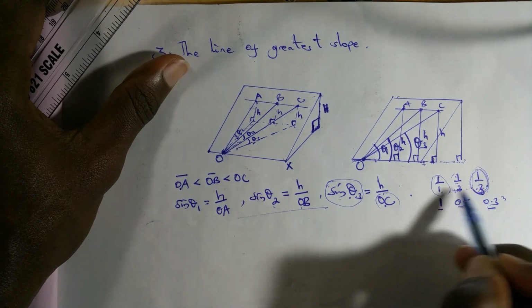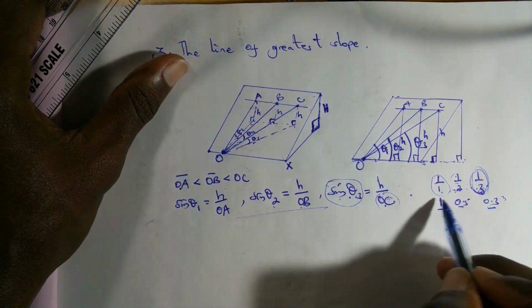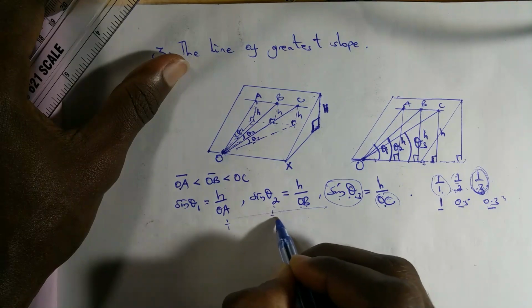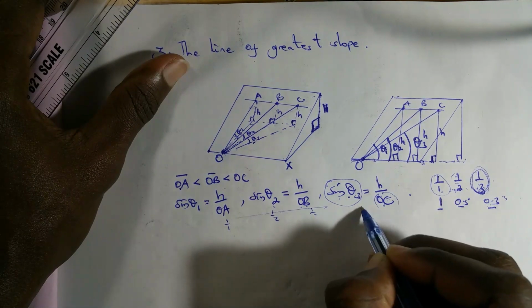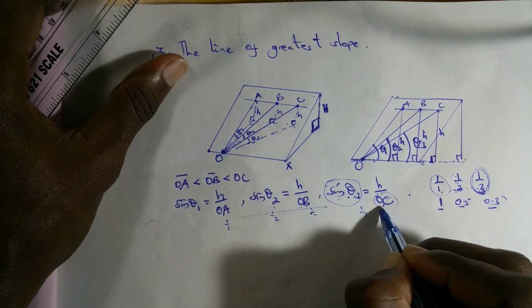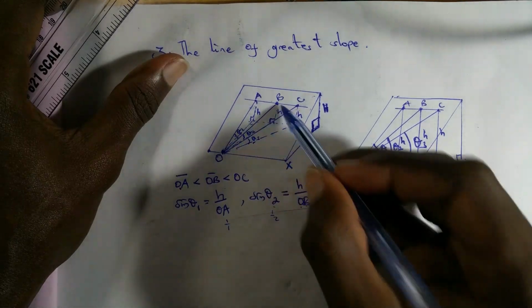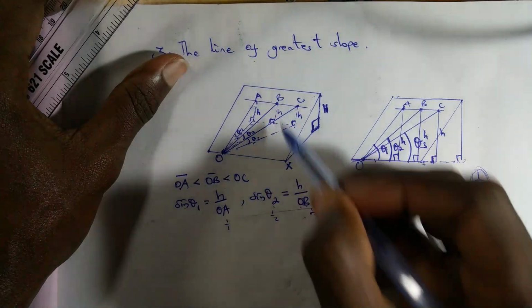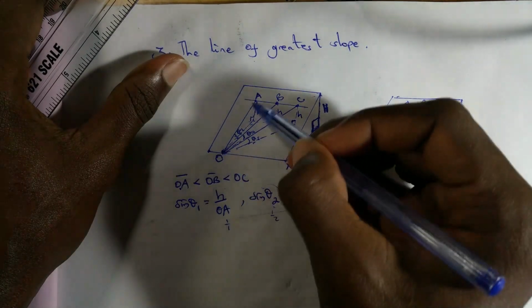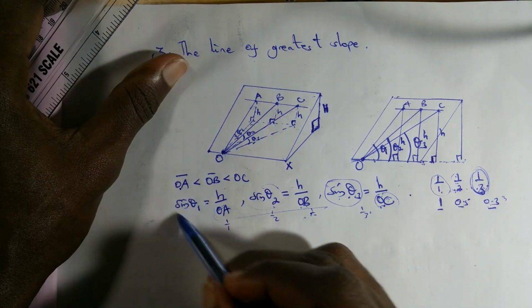Yet 3 is bigger. If you compare, OC will be bigger compared to OB. Now, if I give them 1 out of 1, 1 out of 2, and then 1 out of 3 here, you realize that this will be smaller because the denominator is bigger. OC is bigger than the rest. OB is second bigger, which makes the whole of sine theta 2 second smallest. OA is the shortest, which makes this the biggest.